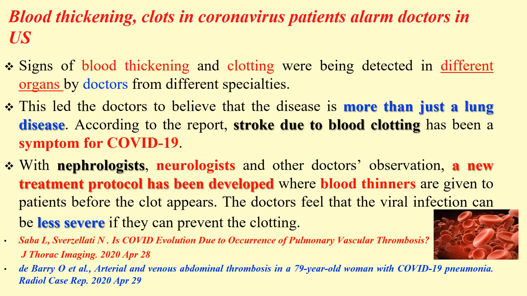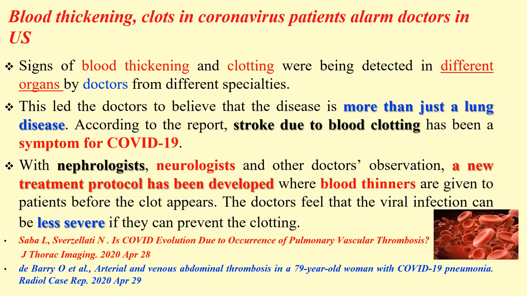Another new striking finding by doctors in the United States is blood thickening and blood clotting in coronavirus patients. Doctors detected signs of blood thickening and clotting in different organs in patients infected with coronavirus COVID-19. These findings led the doctors to believe that this type of infection is more than just a lung disease. Previously published reports show that stroke, which results from blood clotting in coronavirus-infected individuals, is one of the important symptoms of infection with coronavirus COVID-19.